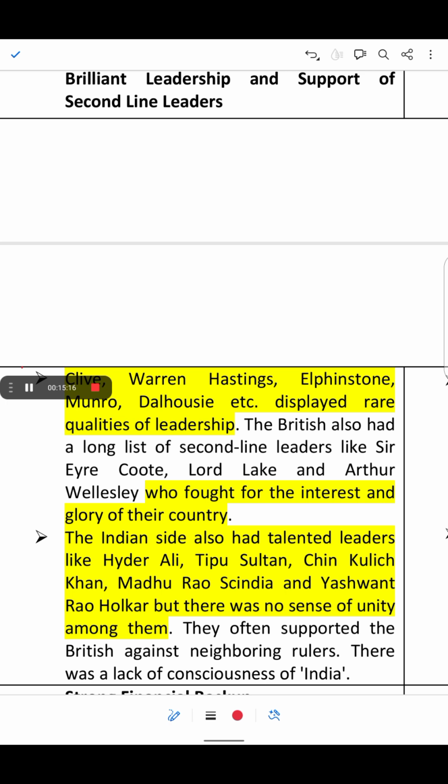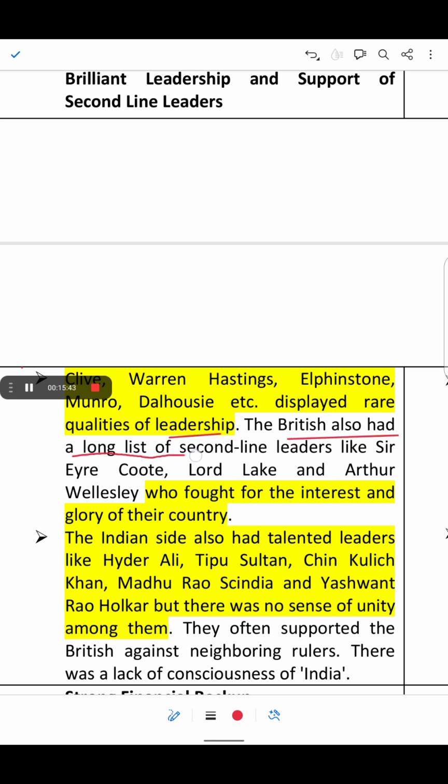So they had very strong leaders. They are also called the second line leaders because they were not in the front. They were just the army head or the leader of the British army. It can be considered like this. So we have Clive, Warren Hastings, Elphinstone, Munro, Dalhousie, etc. They displayed rare qualities of leadership.